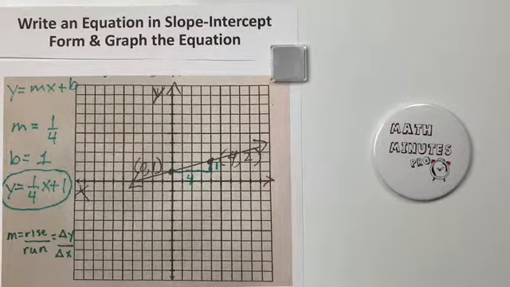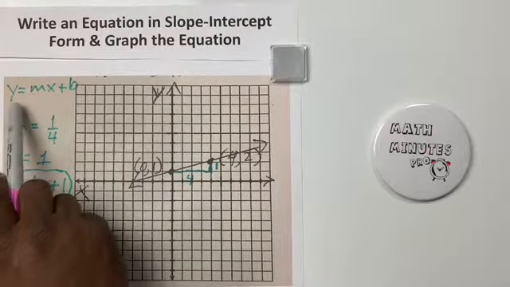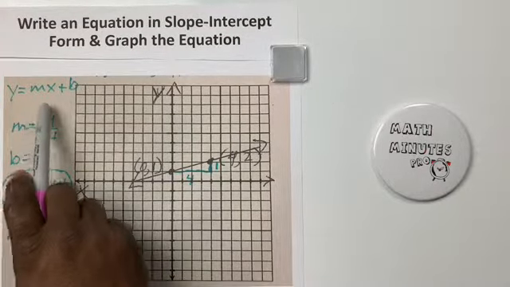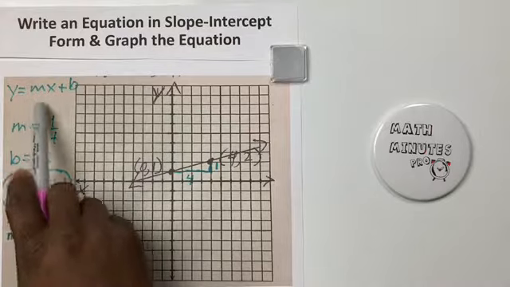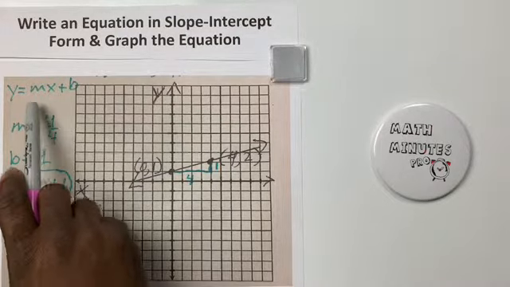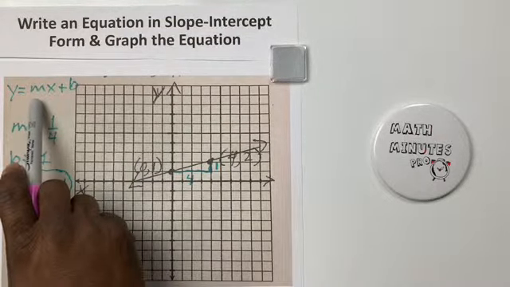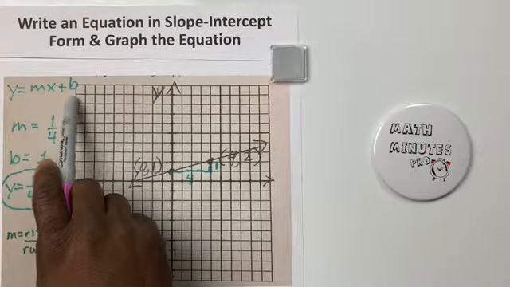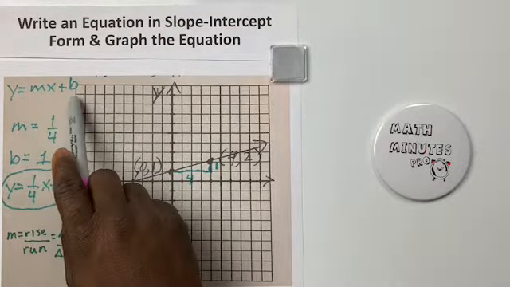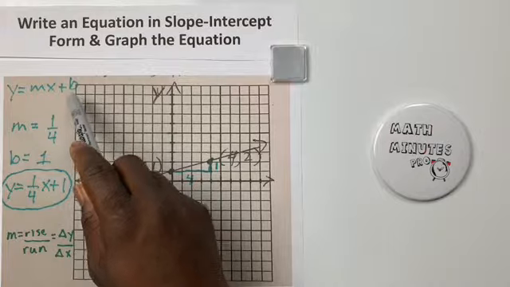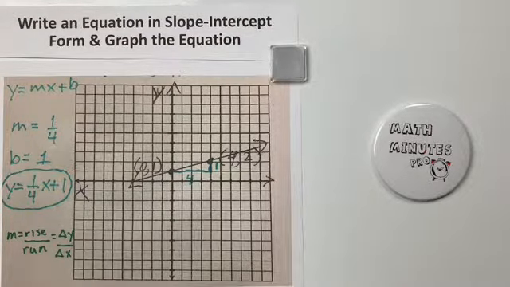So, here's a review. This is slope-intercept form, y equals m times x plus b. We call it slope-intercept form because you can easily identify the slope, which is m, and the y-intercept, which is b. Now, the y-intercept refers to the point on the y-axis. All right, so let's go ahead and get started.